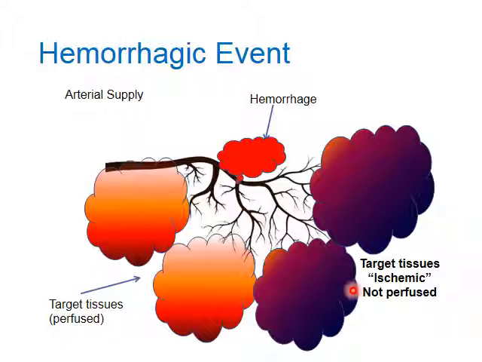A hemorrhagic stroke, in quotation marks, is referring to a stroke where you have ischemic tissue happening due to a bleed happening up here, where blood is pouring out of the artery into another area of the brain and not getting down here to the target tissues, and these tissues become ischemic.